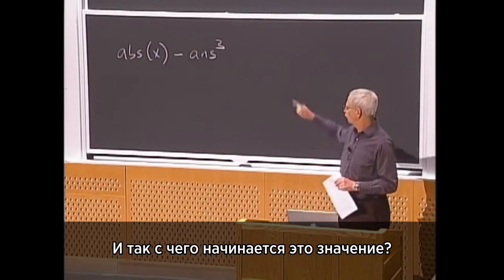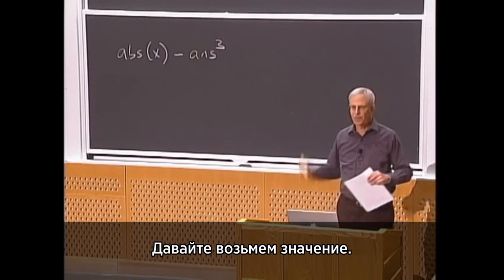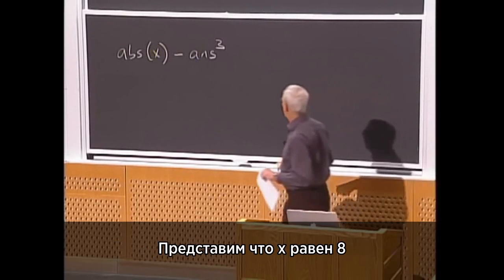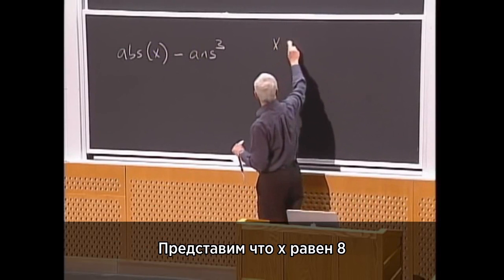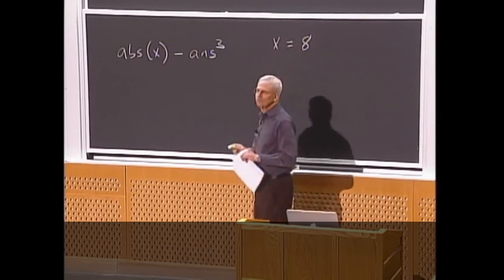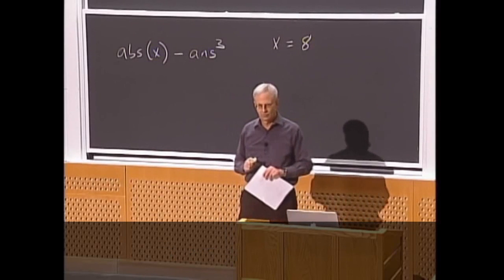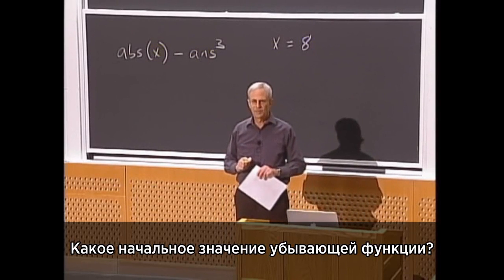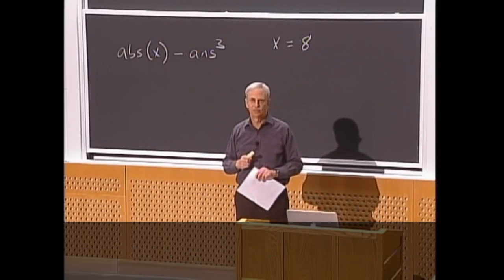It's the absolute value of x minus ans cubed. So what does this value start at? Let's pick a value. Let's try, suppose that x is equal to 8. What is the initial value of the decrementing function?